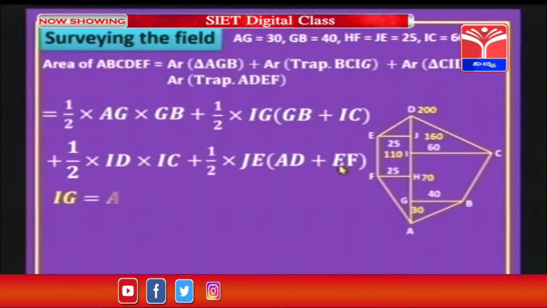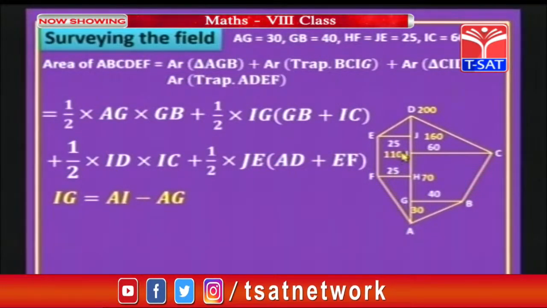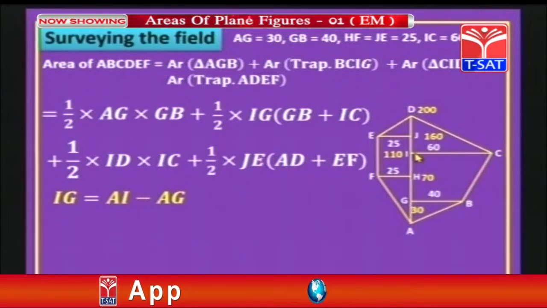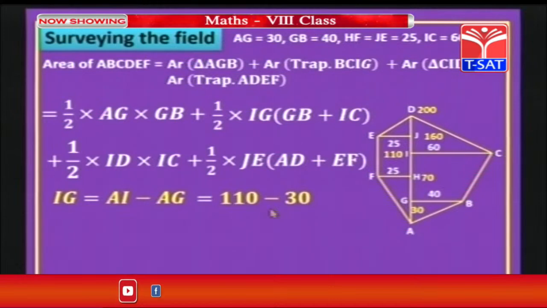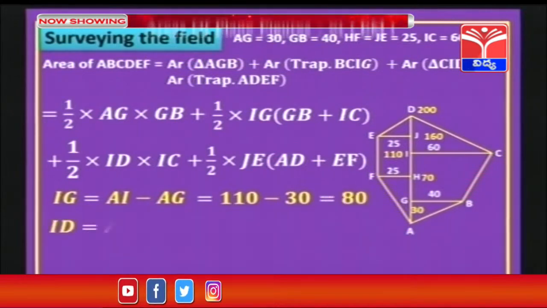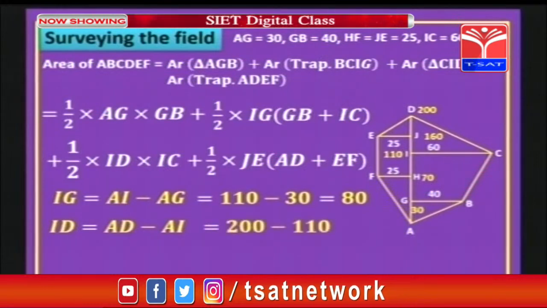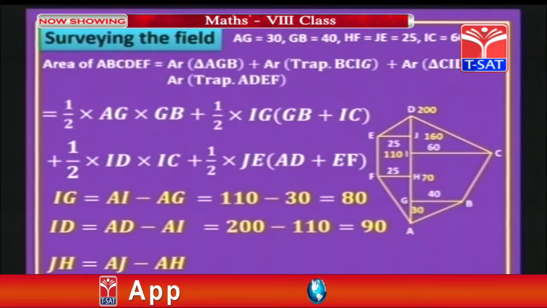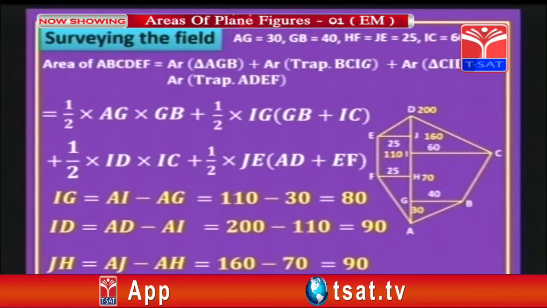Now let us find out the values here, children. Now here IG, if you notice, we don't know exactly the value of this IG. But IG is given by IA minus AG, which is nothing but 110 minus 30 equal to 80. Similarly, we will calculate ID as AD minus AI, which is 200 minus 110 gives us 90. JH is equal to AJ minus AH. On substituting it, you get 90.